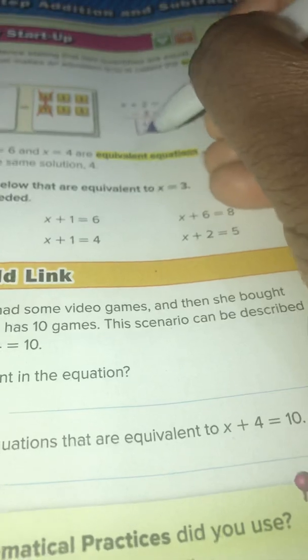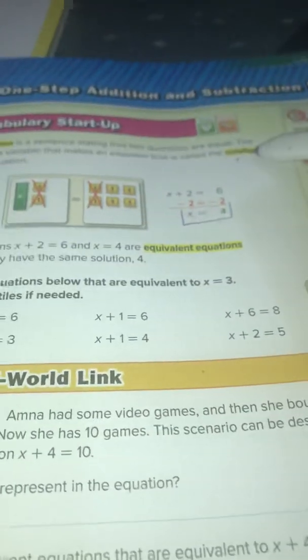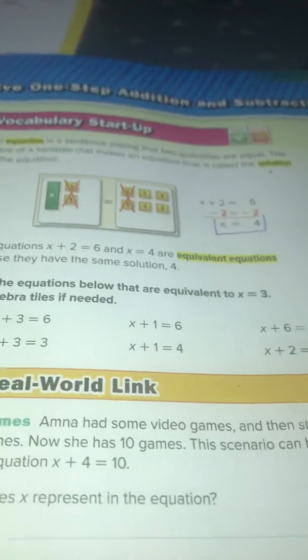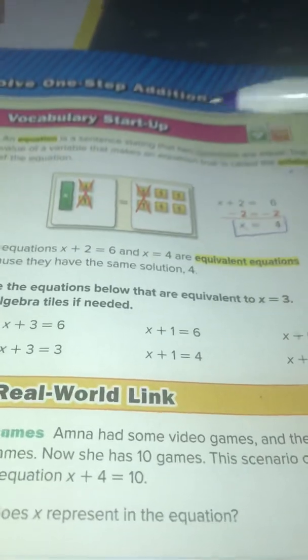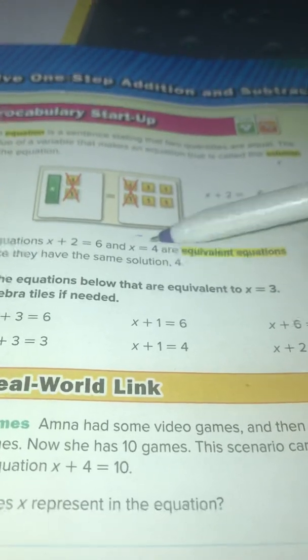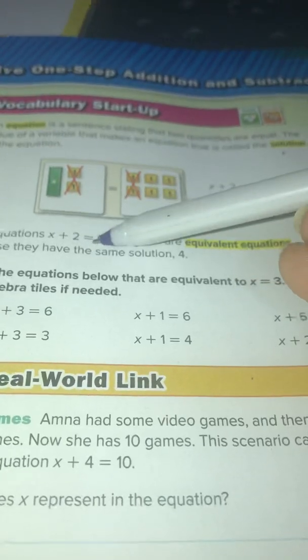And then once you solve the equation, this is the answer. This is the solution. Another word for solution is answer. So you should know the solution is the answer you get after solving an equation. Okay? All right, equivalent equations. So both of them have to be equations. This is an equation because there's an equal sign. This is an equation because there's an equal sign.